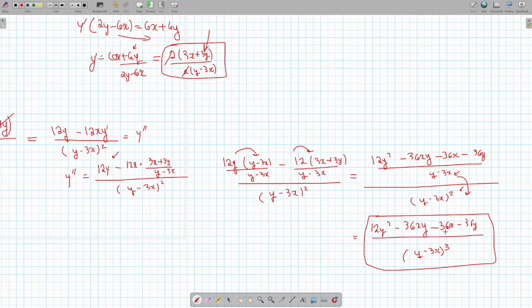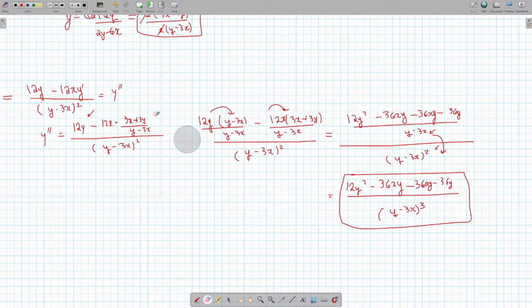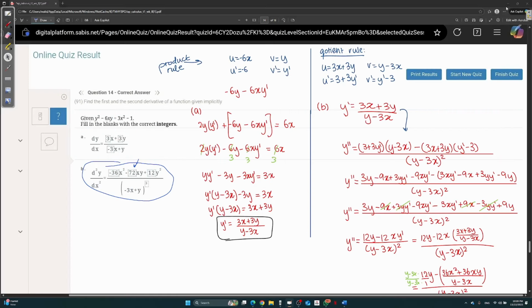I think I multiplied something wrong. Sorry, this should have been 12x. So when you multiply by x, this should have been y. Like this, xy, and it should have cancelled out to be minus 72. Let's check now, is it correct? Yeah, minus 36, minus 72.